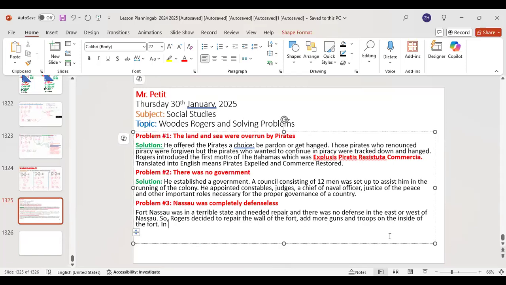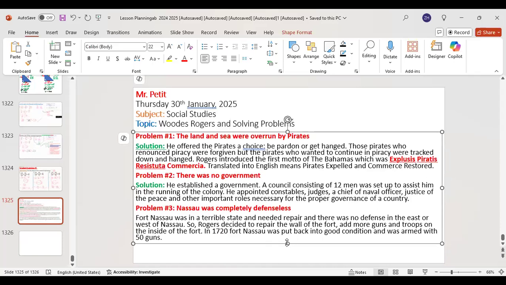In 1720, Fort Nassau was completely back in good condition. It was put back into good condition and was armed with 50 guns.